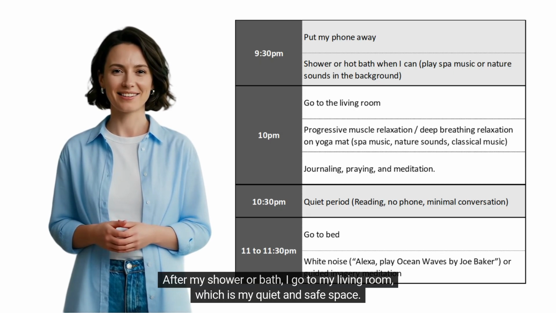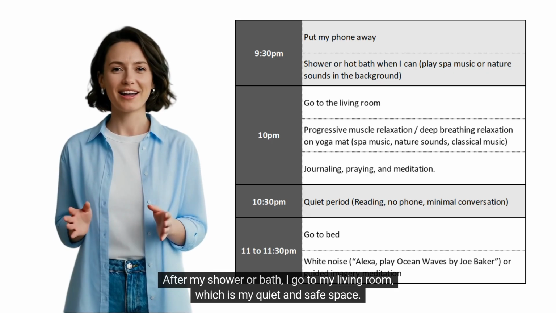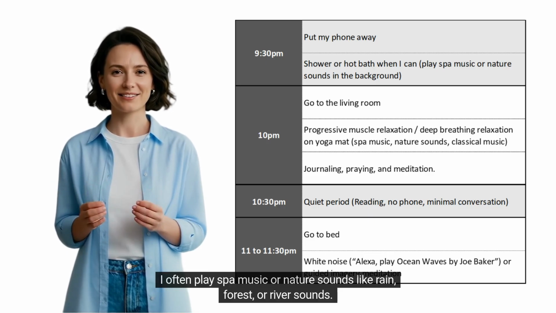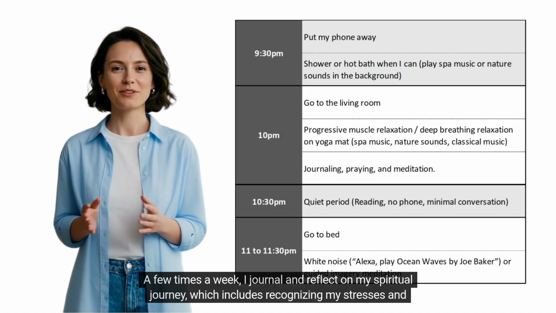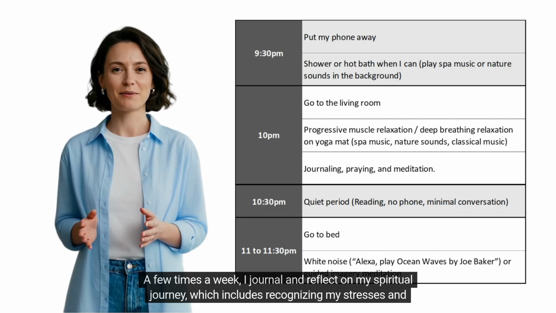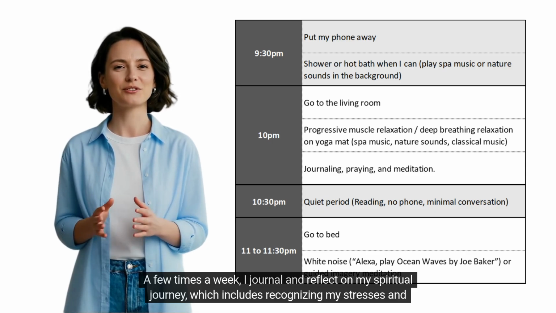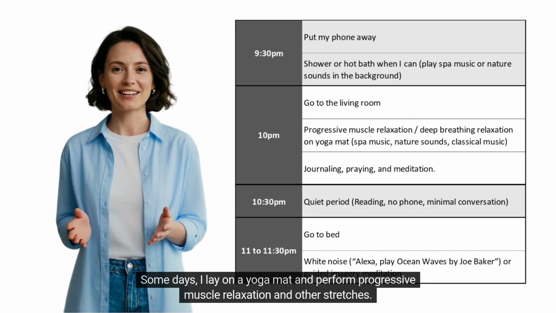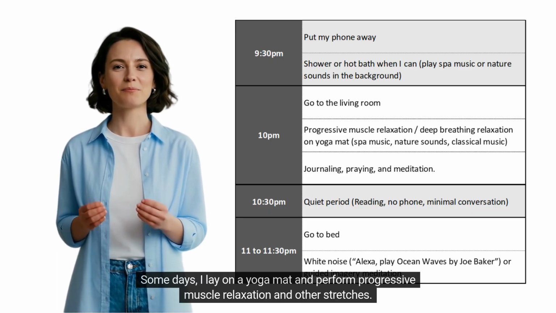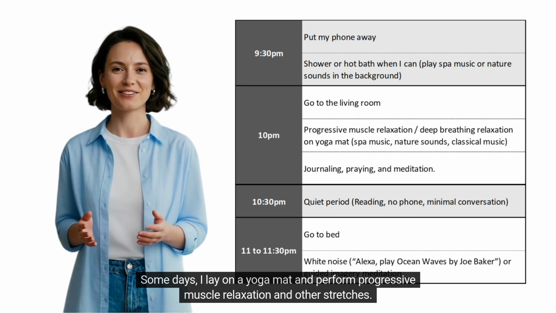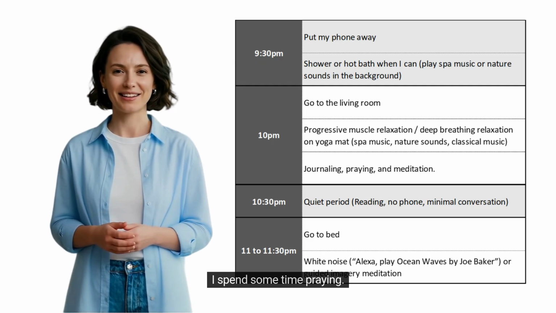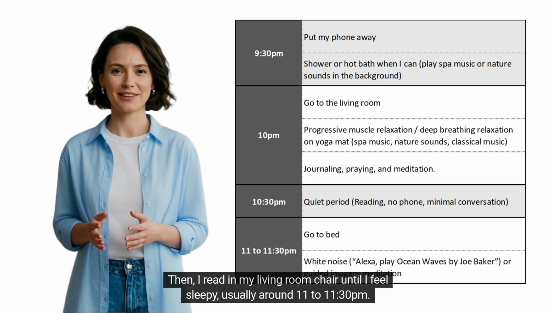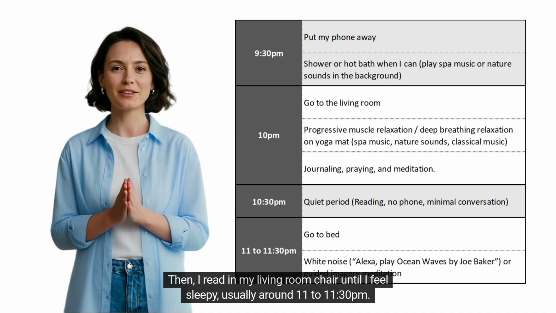After my shower or bath, I go to my living room, which is my quiet and safe space. I often play spa music or nature sounds like rain, forest, or river sounds. A few times a week, I journal and reflect on my spiritual journey, which includes recognizing my stresses and reframing those anxieties. Some days, I lay on a yoga mat and perform progressive muscle relaxation and other stretches. I spend some time praying. Then I read in my living room chair until I feel sleepy, usually around 11 to 11:30 p.m.